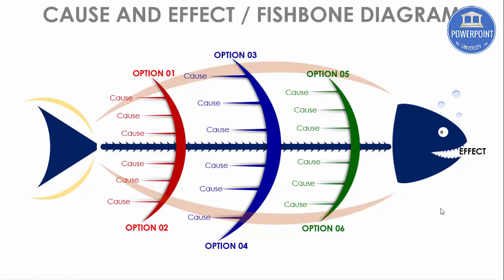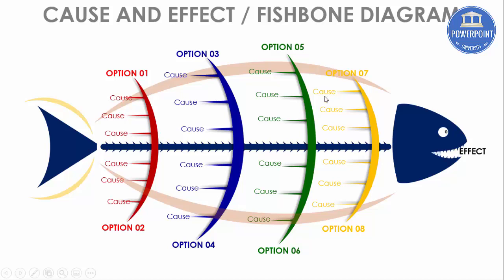And you can download this slide for free and you can update your own text here. And on the second slide, I have added one more extra option, which is option 7 and 8, and again the same animations I have added to it. So let's see how to create this cause and effect or fishbone diagram in PowerPoint.